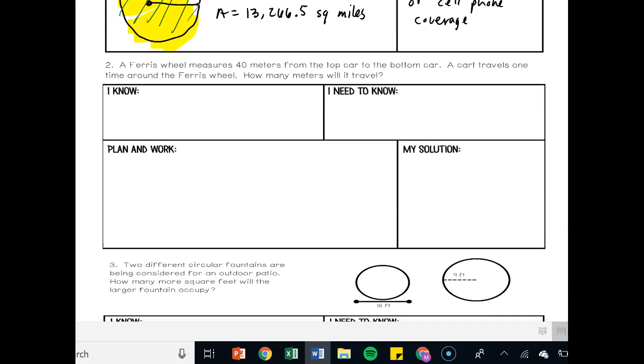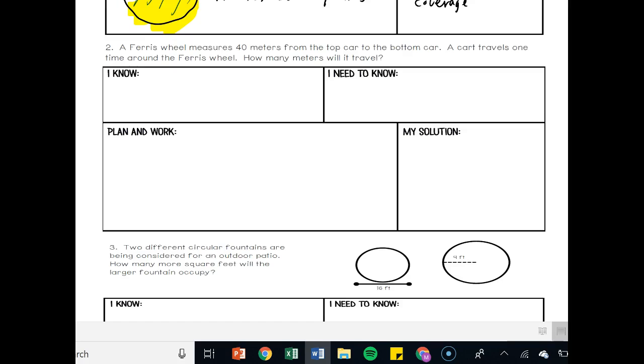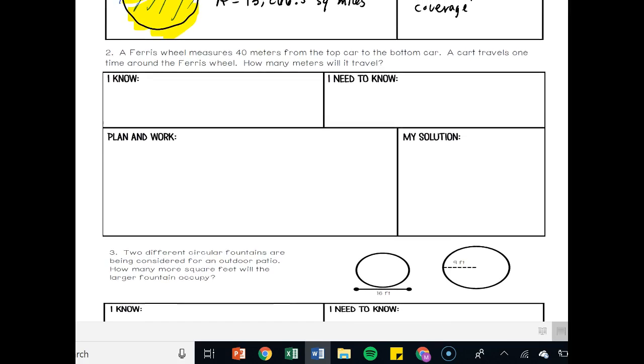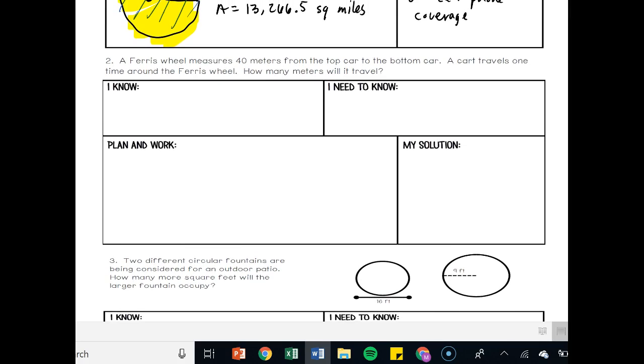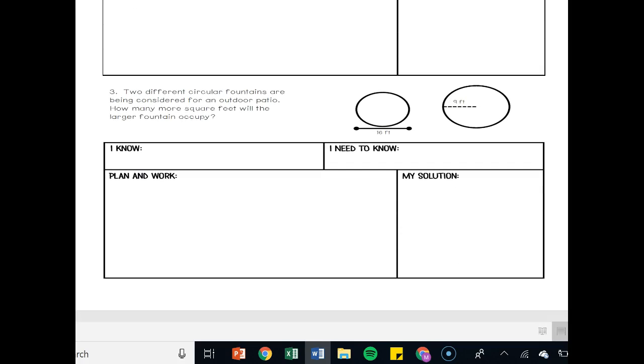Okay, so for number 2, figure out, are we talking about area, right? Are we talking about circumference, right? If I'm just asking you how far something travels in a certain amount of units without them being square units, it's definitely circumference, right? And then number 3, a little bit challenging there for you.